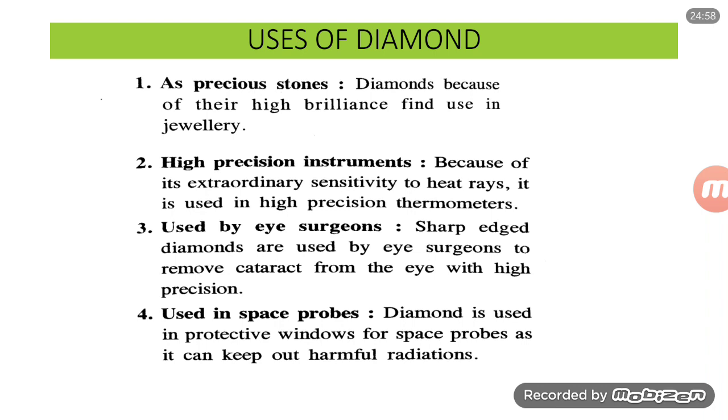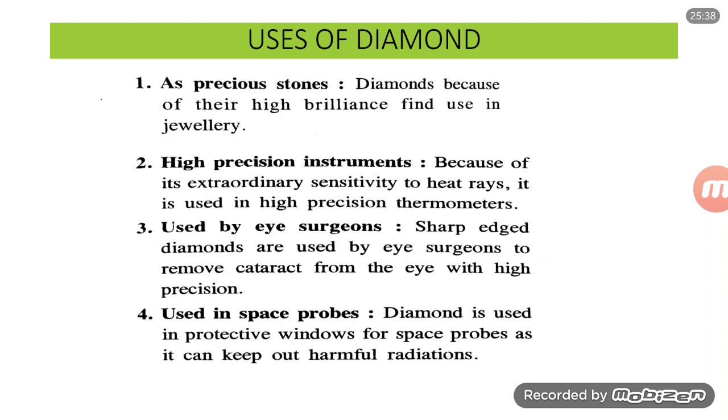It is also used by eye surgeons, because sharp-edged diamonds can be used by eye surgeons to remove cataract from the eye with high precision, accurately. You know what is cataract? It's the disease of the eye in which the transparent lens of our eyes becomes opaque due to deposition of calcium oxalate crystals. Okay, and there is no medical treatment, but you have to go for surgery, which means it cannot be treated with medicines, but it can be cured through surgery.